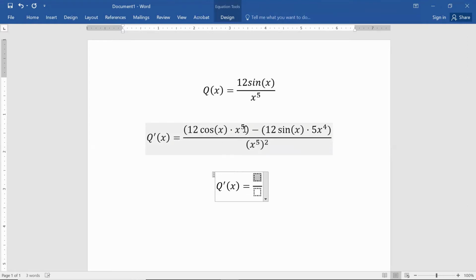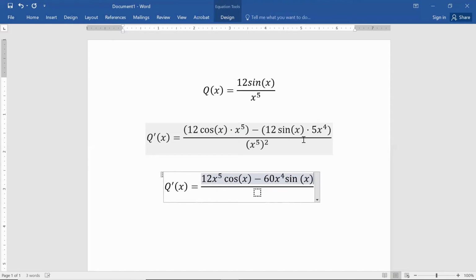A lot of times people will write the 12x to the 5th in front, times cosine of x in back, minus, well, 12 times 5 is 60, so minus 60x to the 4th multiplied times sine of x, divided by x to the 5th squared, which is x to the 10th.